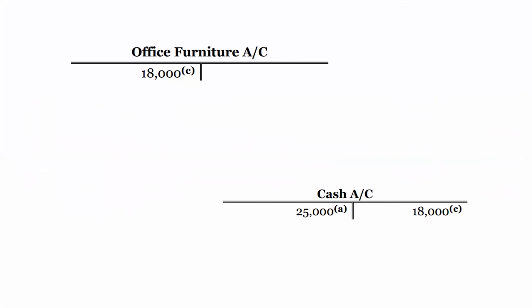What does the ledger look like for this? In our office furniture ledger on the debit side, we're seeing $18,000, and in our cash. So remember in part A, something had happened in cash before, and now another transaction is taking place. So we leave it. So every transaction stays until the period is finished and we're closing off to move our balances to our trial balance.